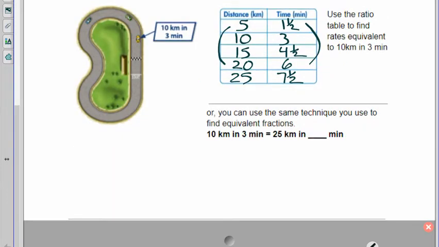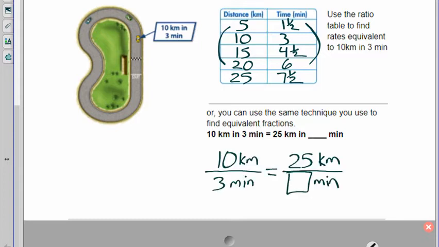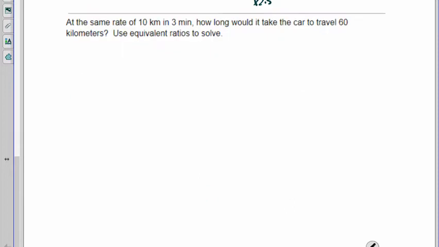We can also use a technique you use to find equivalent fractions. If you went 10 kilometers in 3 minutes, then if we went 25 kilometers, how many minutes would that be? So I think to myself, how do I get from 10 to 25? Well, that's times 2 5/10. I can do the same here, and I get my 7 5/10, which is the same as 7.5.